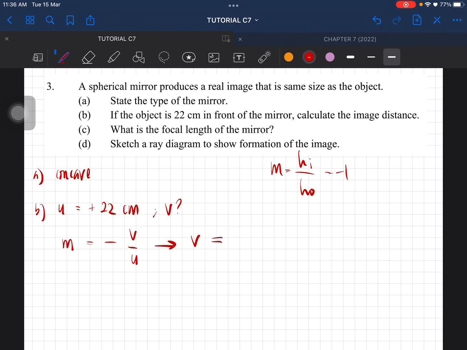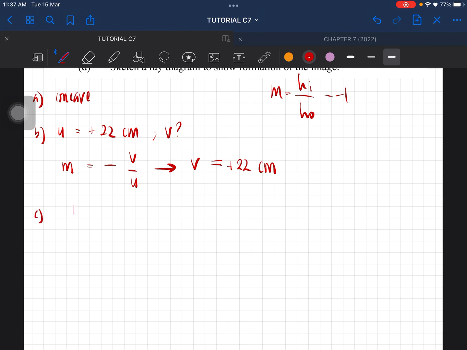Okay, so from here you will then get the image distance to be equal to 22 centimeters, because it needs to be in front of the mirror. It should be a real image, so it should be positive. That's why the magnification should be -1, because it would produce an inverted image, which is the same as what we see in the characteristics for this situation. Then we have to calculate the focal length of the mirror, so that is just 1 over u plus 1 over v, which will give you 11 centimeters for the focal length.